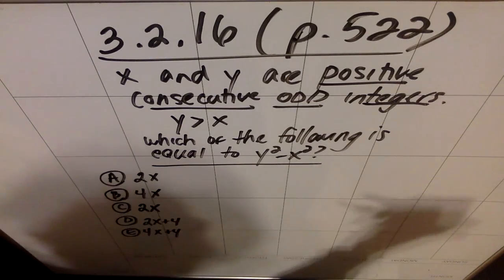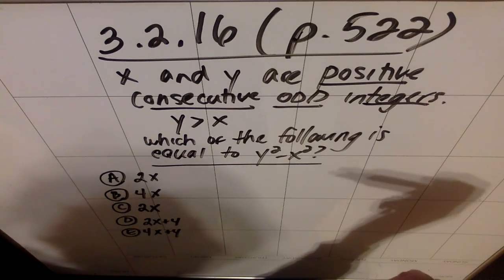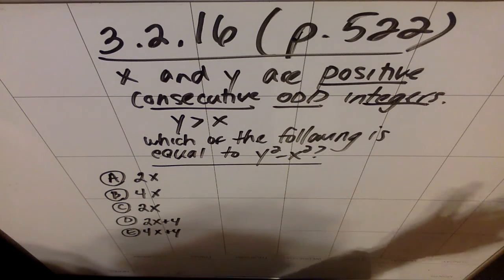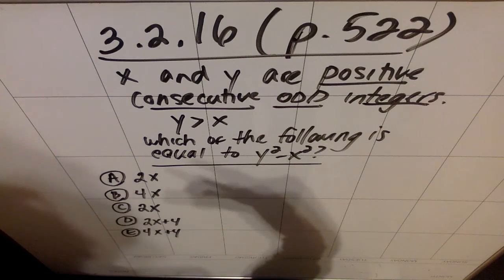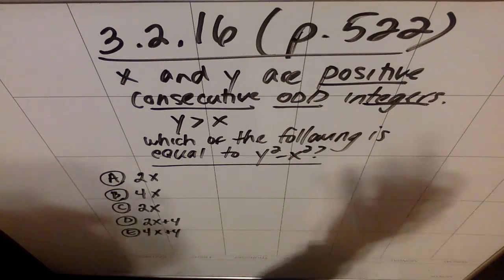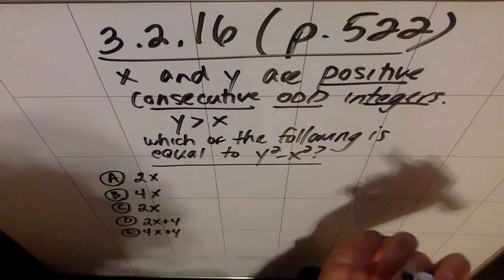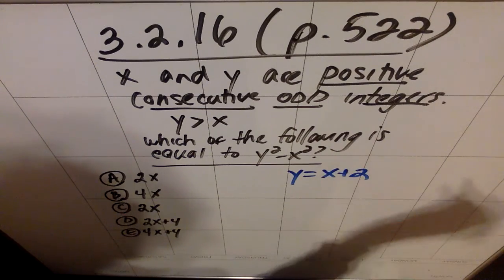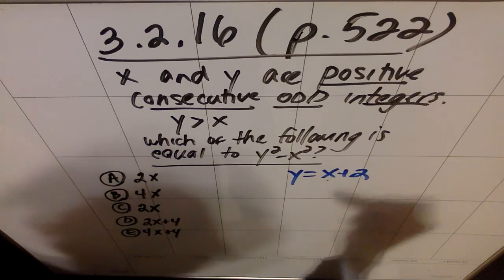So think about what it means to be consecutive odd integers. So X is some odd number. Consecutive odd integers means that Y is the next odd number. So like if X is a 1, then Y is a 3. If X was an 11, then Y is a 13. If X is a 25, then Y is a 27, right? The next odd integer. So essentially what that tells us is that Y has to be whatever X is plus 2, because X was an odd number and you want the next odd number, which means X add 2.